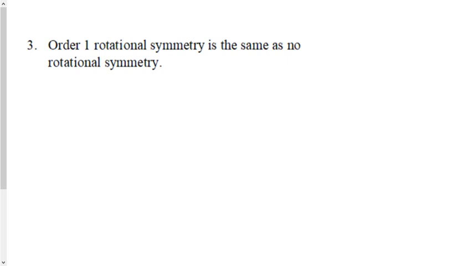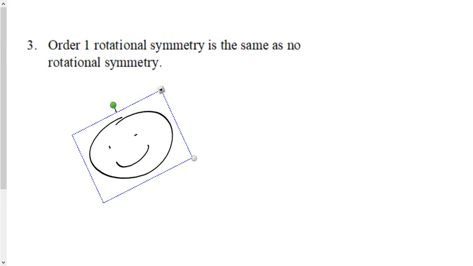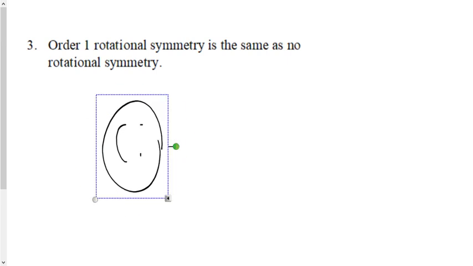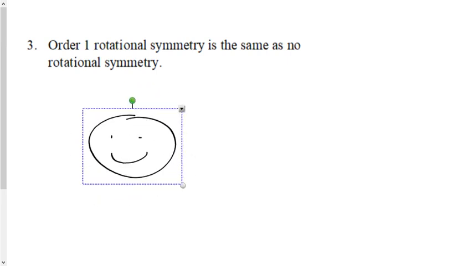Order 1 rotation is the same as no rotational symmetry. The answer for that is true. If I drew a happy face and took that happy face and rotated it, it does not appear as itself until the very end, which means the order of rotation is 1, and it did not appear as itself as it started, so therefore it is the same as having no rotational symmetry.